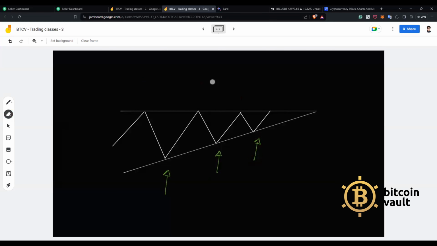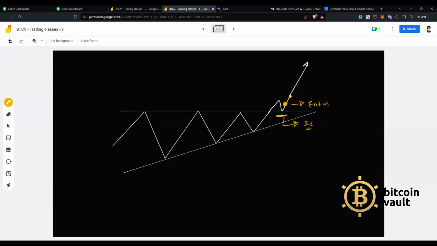Now let me quickly draw it for you guys. Again, it's going to be very simple. Now you wait for the retest. You always wait for the retest. Then you enter when the market takes a U-turn, or after the retest basically. So somewhere right around here. You put a stop loss somewhere right around here.